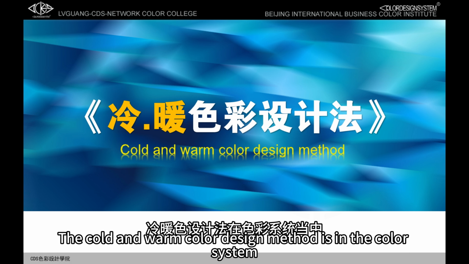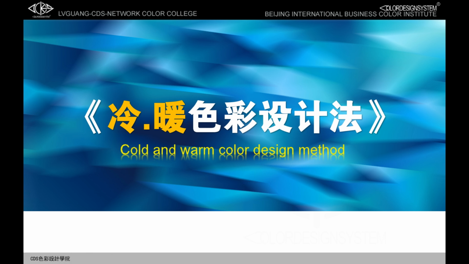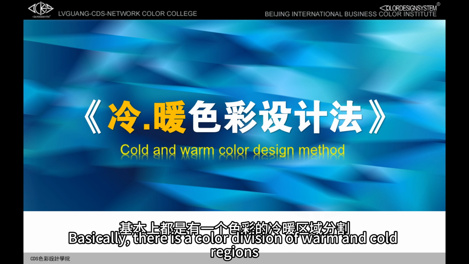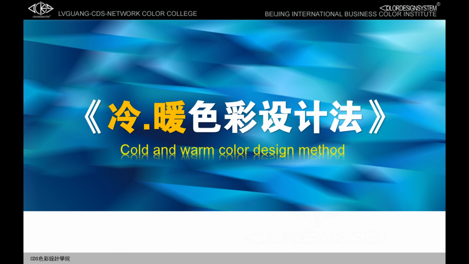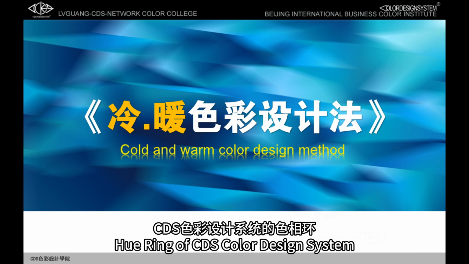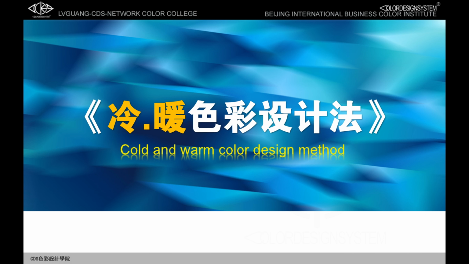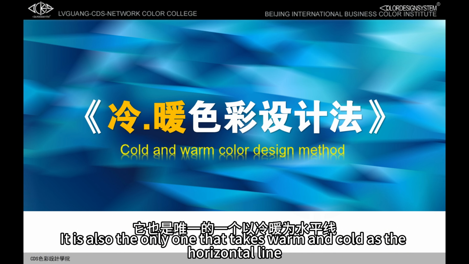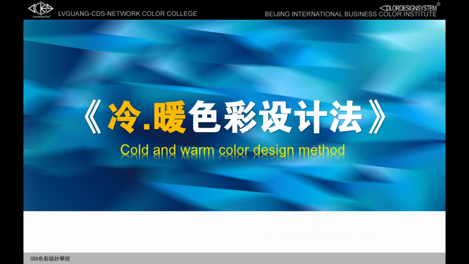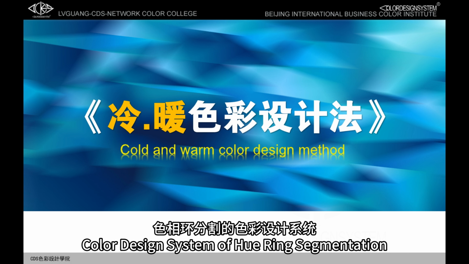The cold and warm color design method is very clear in the color system. In the hue ring, you can see that basically there is a color division of warm and cold regions. But only the hue ring of the CDS color design system draws a line very clearly. It is also the only color design system of hue ring segmentation that takes warm and cold as the horizontal line.